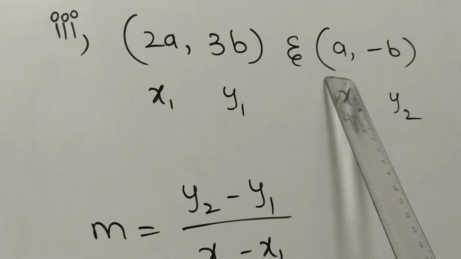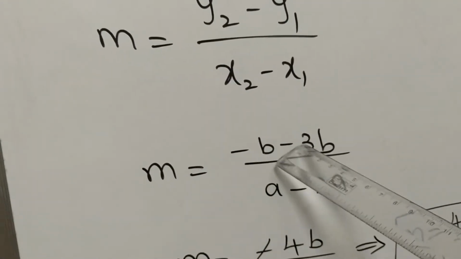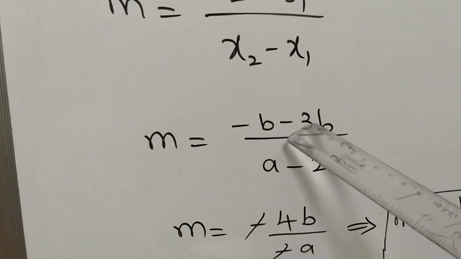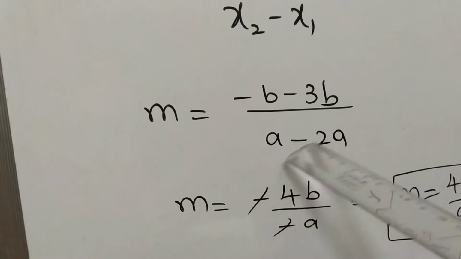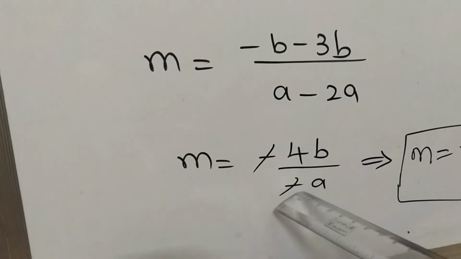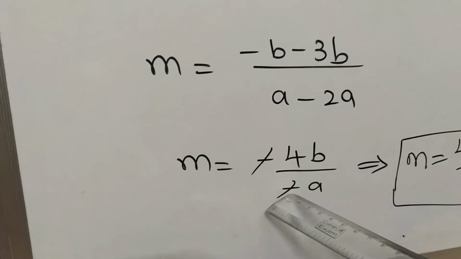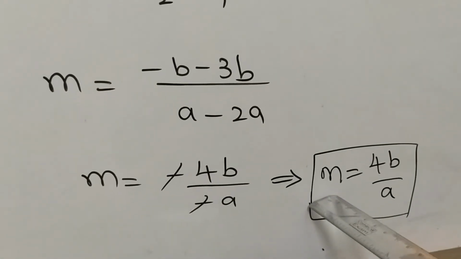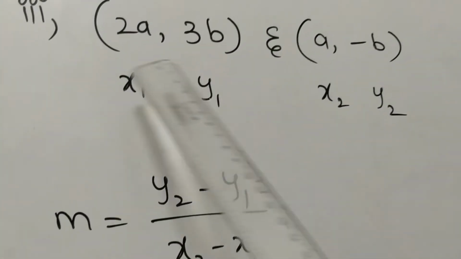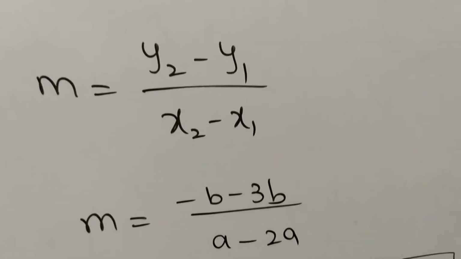Here x2 is a and x1 is 2a, so a minus 2a. If both are minus, we have to do the addition but keep the minus symbol. So minus b minus 3b is minus 4b, by a minus 2a, which is minus a. The bigger number has the minus, so it is minus a. Both numerator and denominator have minus, so they cancel. Therefore the slope of these two points is 4b by a. This is the slope of the given two points, 2a comma 3b and a comma minus b. Like that you have to find the slope.